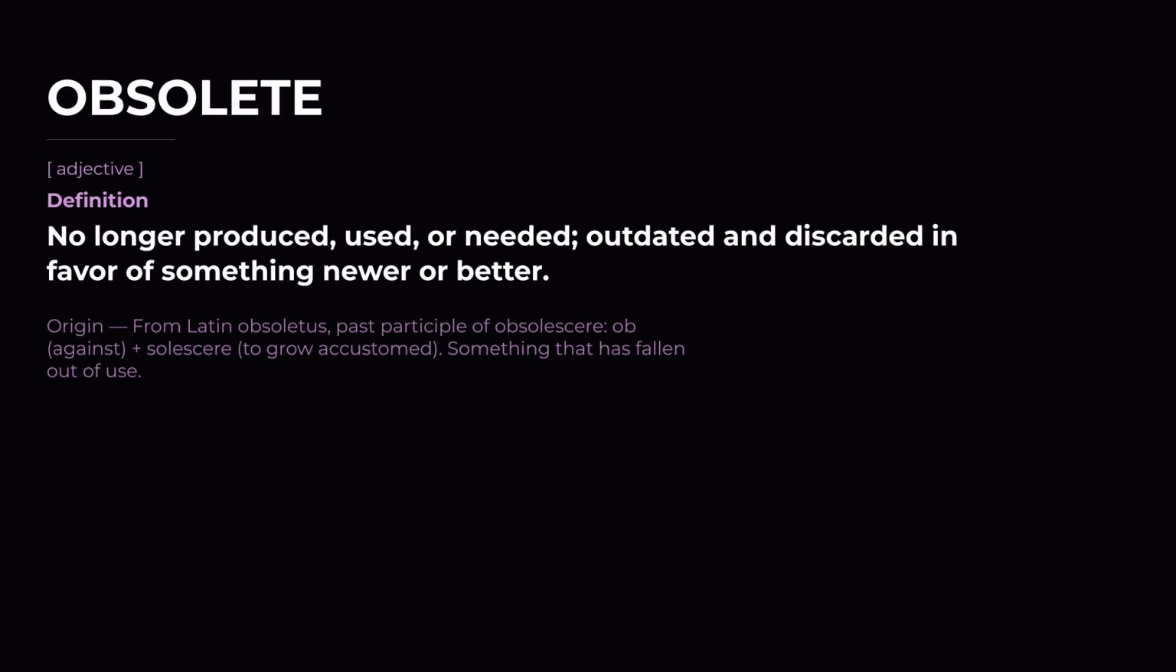Now, where does this word come from? From Latin obsoletus, past participle of obsolescere. Ob, against, solescere, to grow accustomed. Something that has fallen out of use. Understanding the roots makes the meaning unforgettable. An adjective for something out of its proper time.